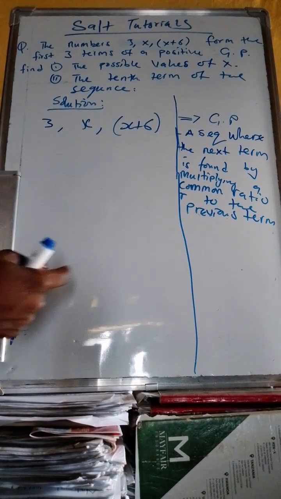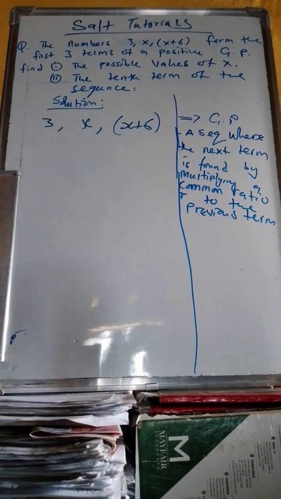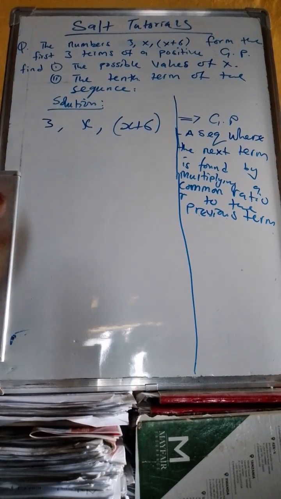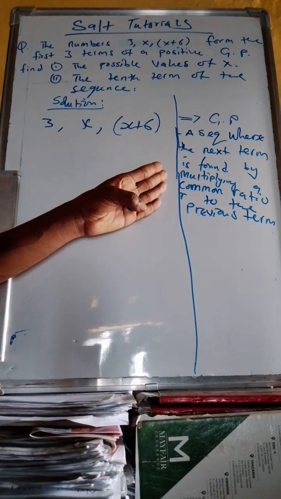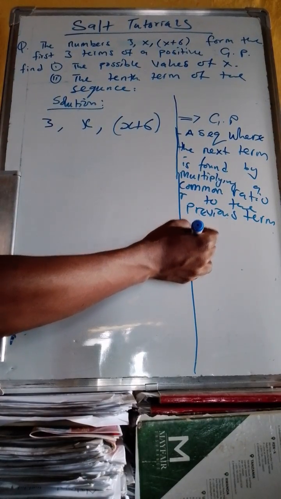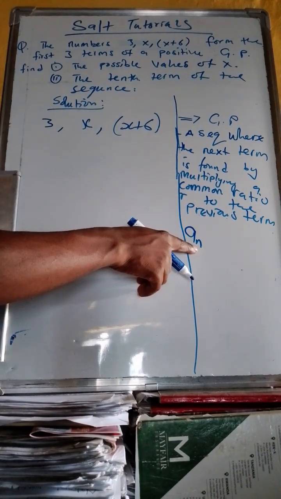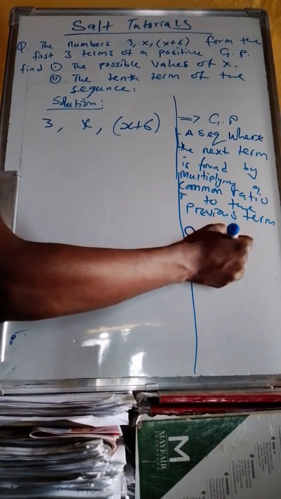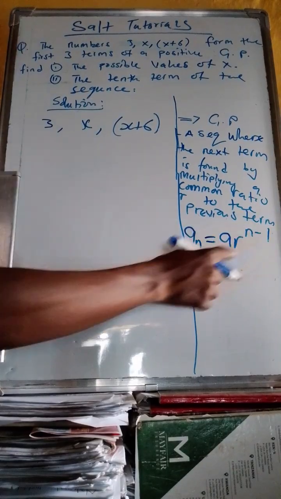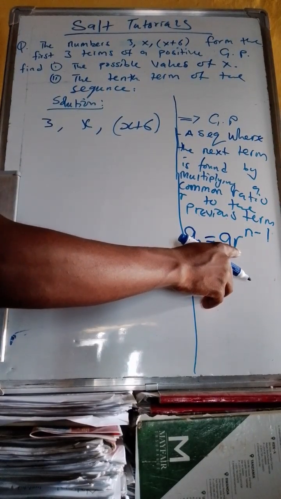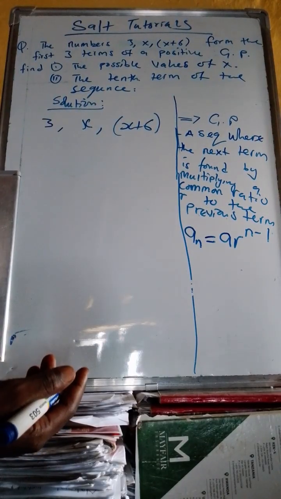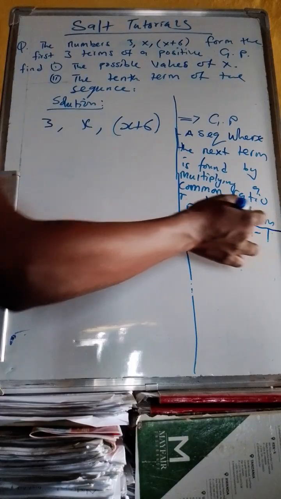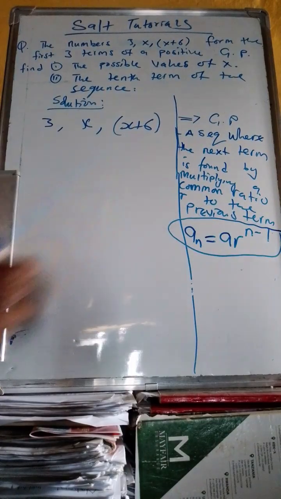So with this we have a certain formula where we can find the next term. You have to understand there are two kinds of sequences, a geometric sequence and an arithmetic sequence. This is a geometric sequence, where the nth term, an, is equal to a r to the power n minus 1. a is the first term, r is the common ratio, n is the position you are looking for. So this is the formula for the nth term of the geometric sequence.